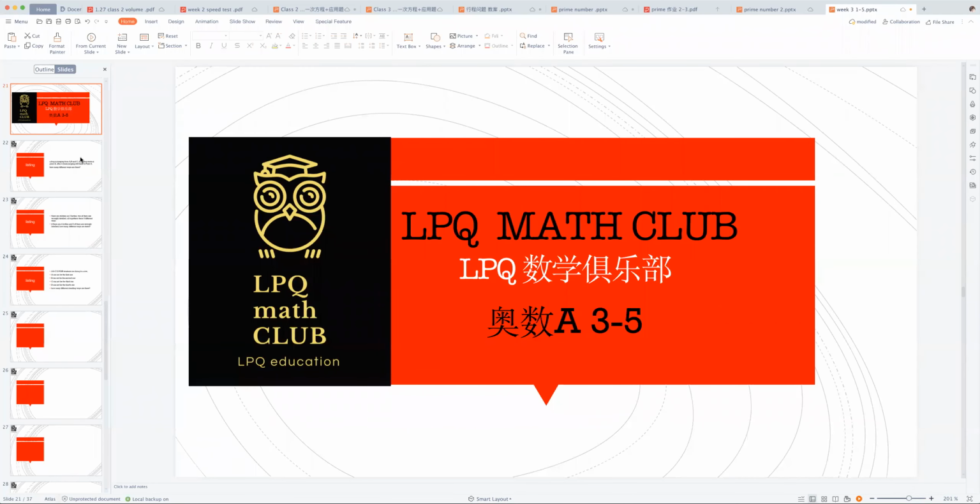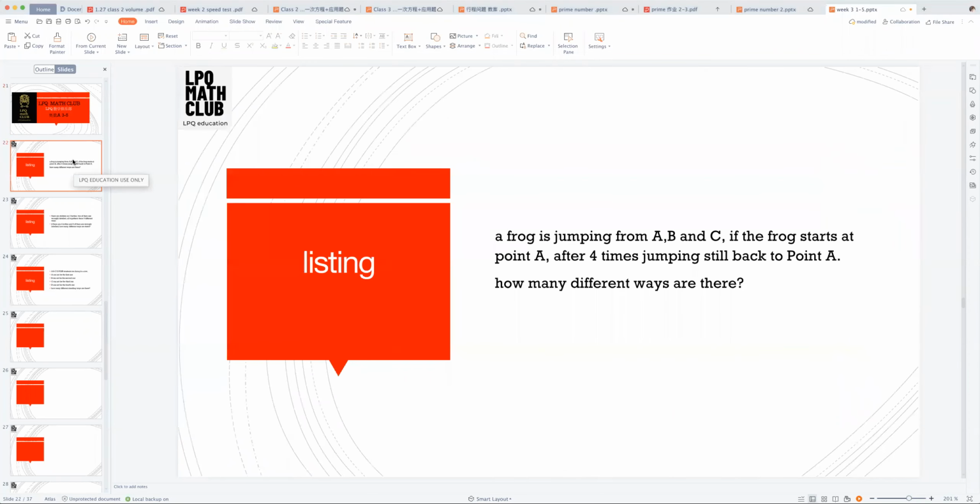This is week 3, number 5 question. A frog is jumping among A, B, C, the 3 leaves. If the frog starts at point A, after 4 jumps it is still back at point A, how many different ways are there? So we're going to first put point A, point B, and point C. I don't know how far this frog can jump, but we can put A, B, C like that, or we can put A, B, C like that. It is the same thing.